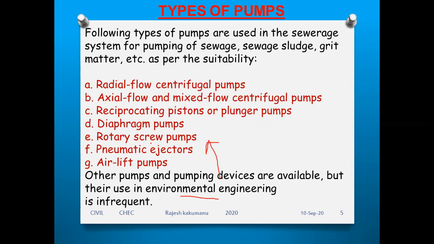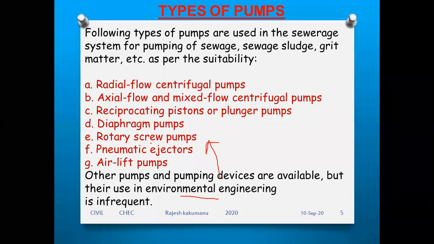So that type of system is nothing but a reciprocating piston type pump. Other, when you are using the centrifugal pump, these are used on a large scale.